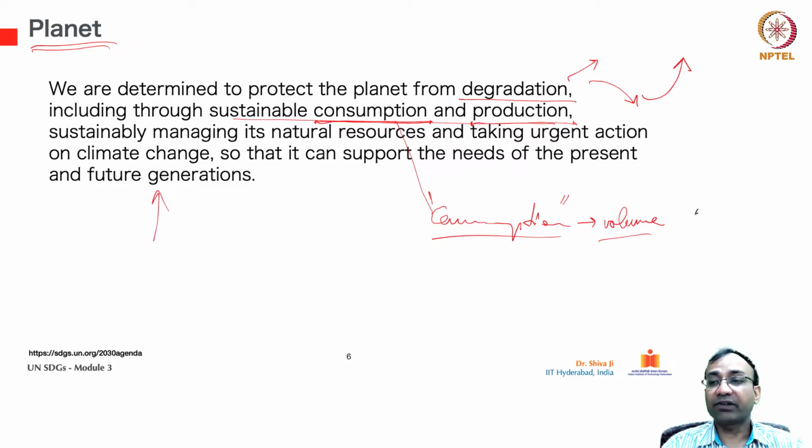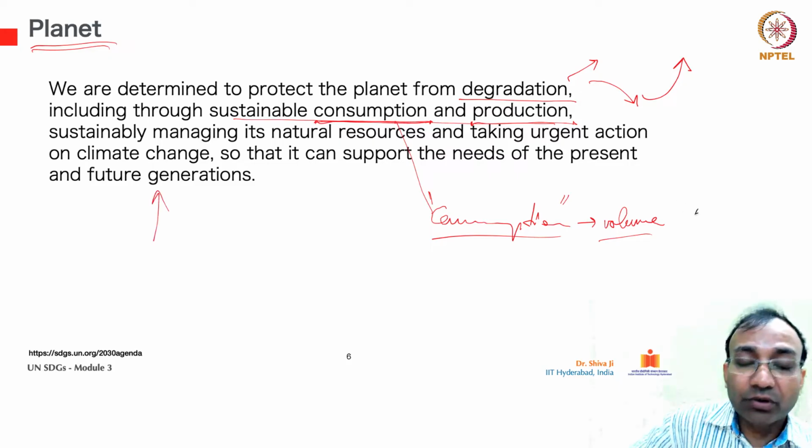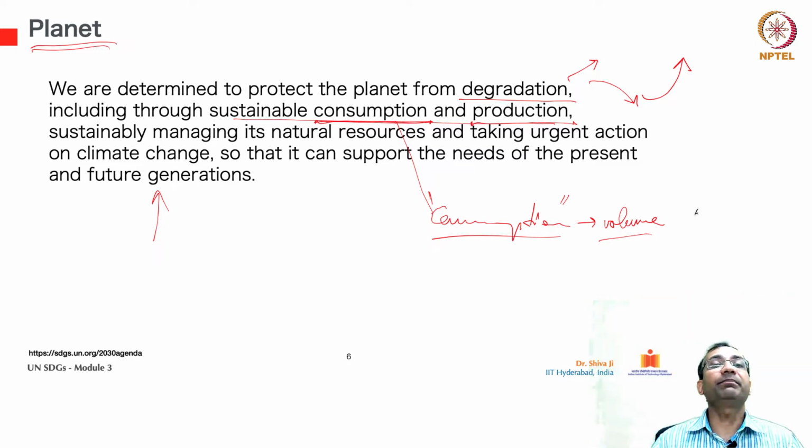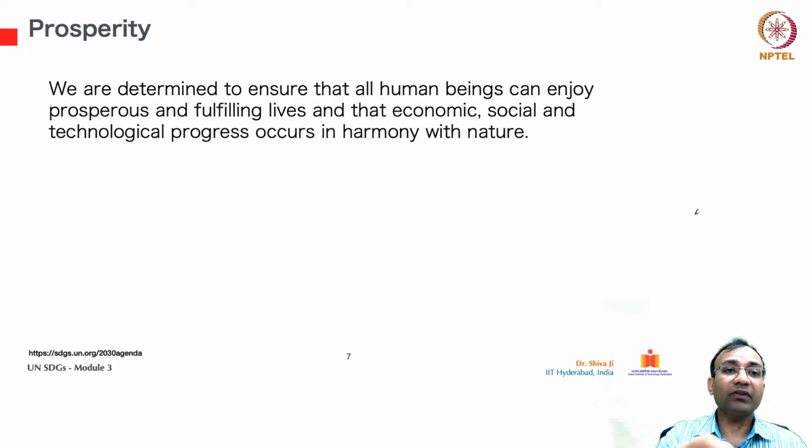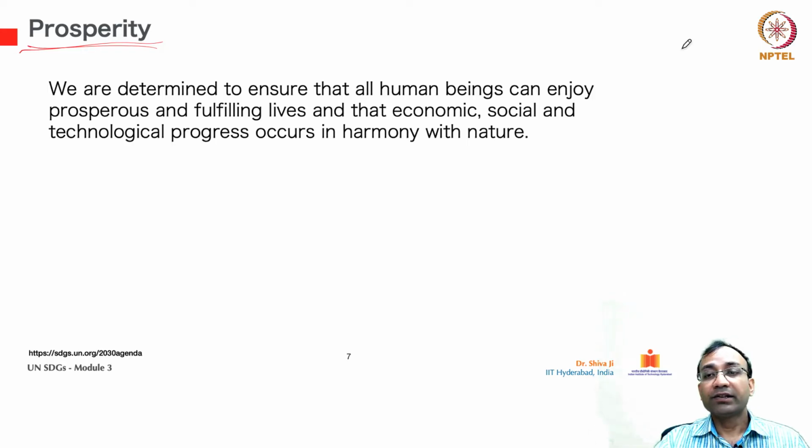We have studied the Brundtland Commission report, that we have to maintain the pace at which you can call it sustainable growth and development, so that it remains there for future generations also. Coming down to the third and last one, prosperity. We are determined to ensure that all human beings can enjoy prosperous and fulfilling lives, and that economic, social and technological progress occurs in harmony with nature. So all human beings can enjoy prosperous and fulfilling lives, where every need is fulfilled and every requirement is taken care of.